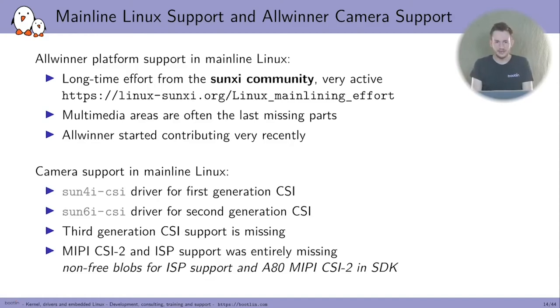So there's currently a driver available for the first generation CSI controller, so for the A10 and A20 and related. And there's also a driver for the second generation Sun6i CSI, so for the A31 based CSI controller. There is no support for the third generation, and there was also no support for MIPI CSI2 and ISP support. So this is basically what I've been working on. ISP support was also in the Allwinner SDK, a non-free blob, so it was quite difficult to get started in that area.